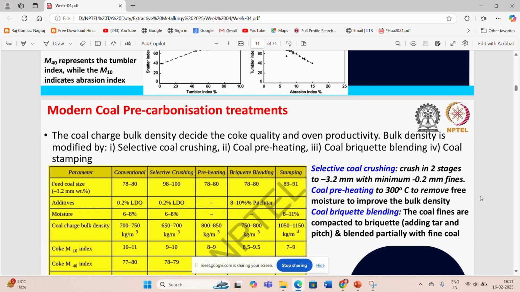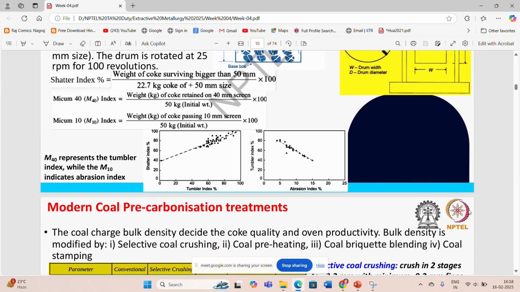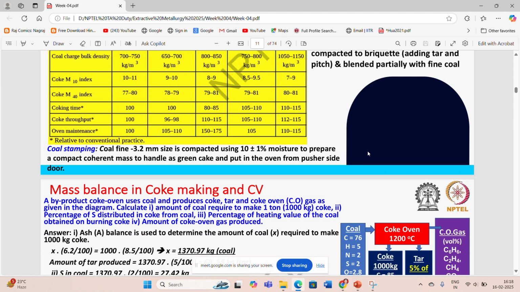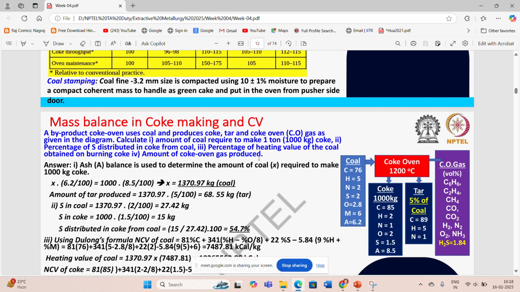And coal briquette blending takes place. The coal fines are compacted to briquettes, adding tar and pitch and blended partially with fine coal, and then we charge these coal briquettes inside the coke ovens to create the coke. Then coal stamping is done with the help of -3.2 mm size coal, compacted using around 10% moisture to prepare a compact coherent mass, which can be handled as a green cake and put in the oven from the pusher side to produce the coke with the help of coke oven batteries.